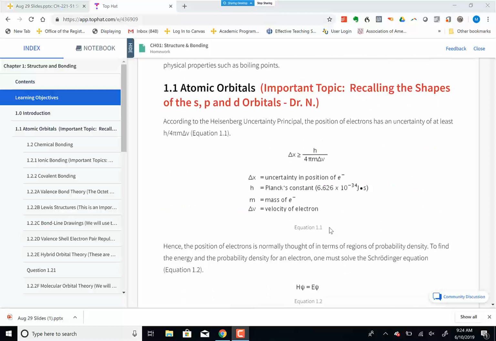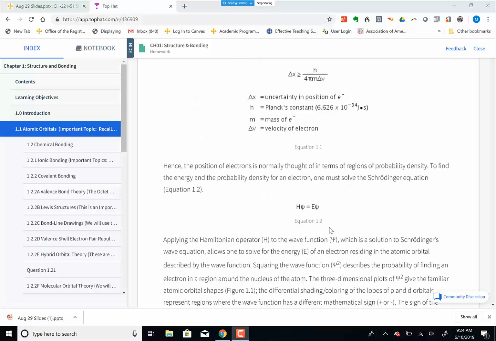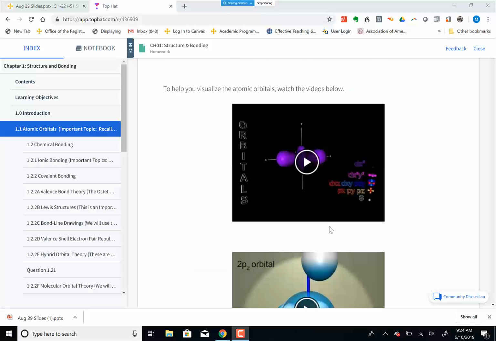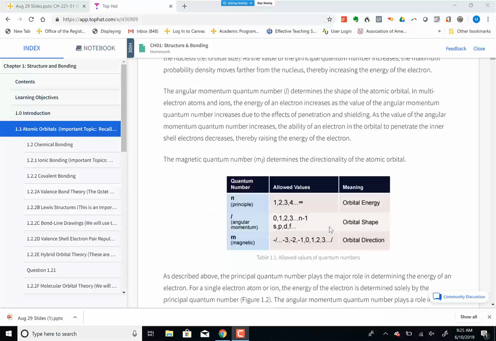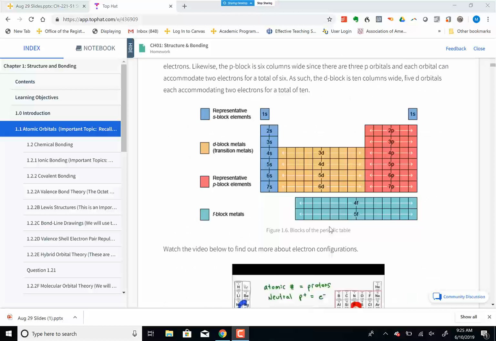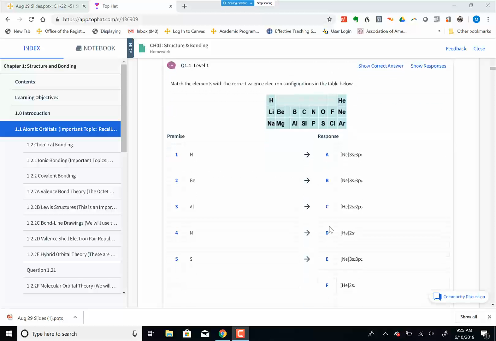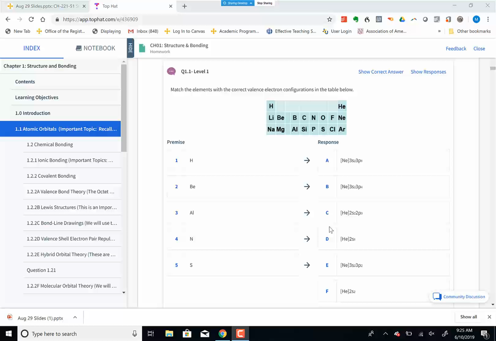So these red ones are the big ones that I think. So atomic orbitals are an important topic. So this one I edited last fall. I got through chapter 1 and 2 and then my time just disappeared. So I didn't have time, or I didn't make time to go over it. So if we go down here, we will get a problem. There's problem number 1. So problem number 1 is match the elements with the correct valence electron configurations.